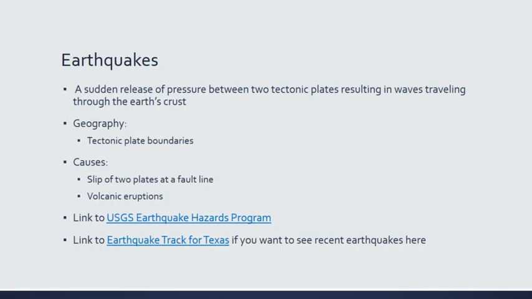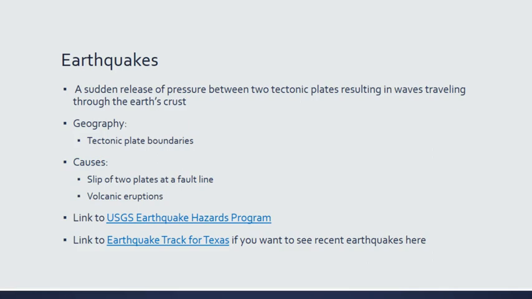An earthquake is simply a release of pressure or stress between two tectonic plates, and that resulting slip of those plates is going to cause waves to travel through the Earth's crust, and that is what causes the shaking motion of the earthquake. You're going to find those on tectonic plate boundaries, and that can either be major boundaries or that can be in rifts of the plates or smaller fractures. It doesn't actually have to be a major plate.